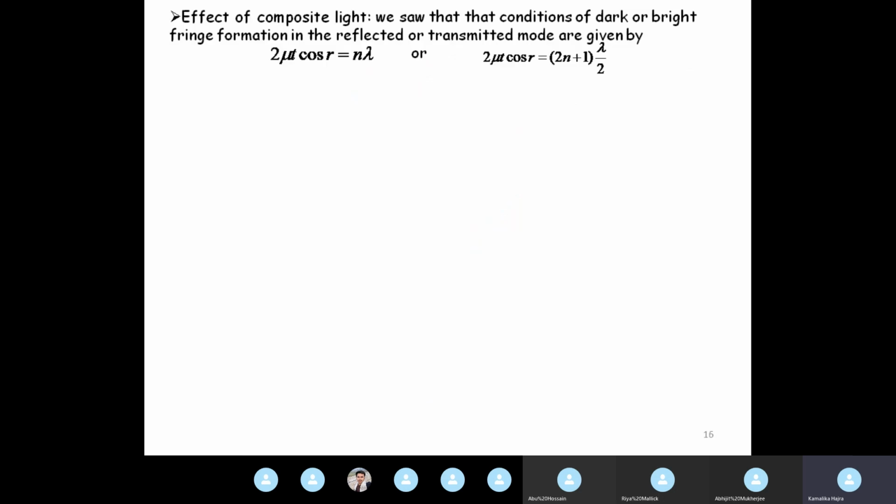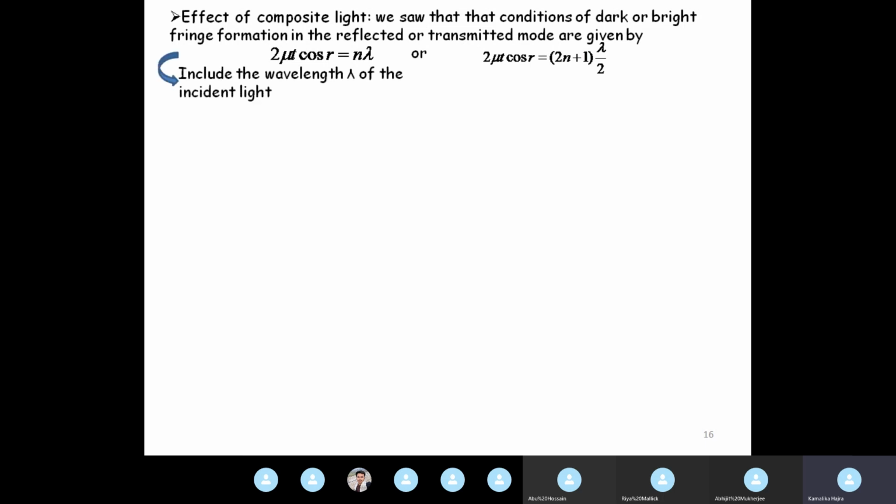Okay. Now the next point of discussion is the effect of composite light. So long we have been discussing what will happen when the incident light is monochromatic. Now let's see what will happen if the incident light is not monochromatic, if it is composite or polychromatic light. Now we know that the conditions of dark or bright fringe formation, whether in the reflected or in the transmitted mode, are given by these two equations: 2 mu t cos r equals n lambda, or 2 mu t cos r equals (2n plus 1) lambda by 2. Complementary in the two cases, but these are the two expressions.